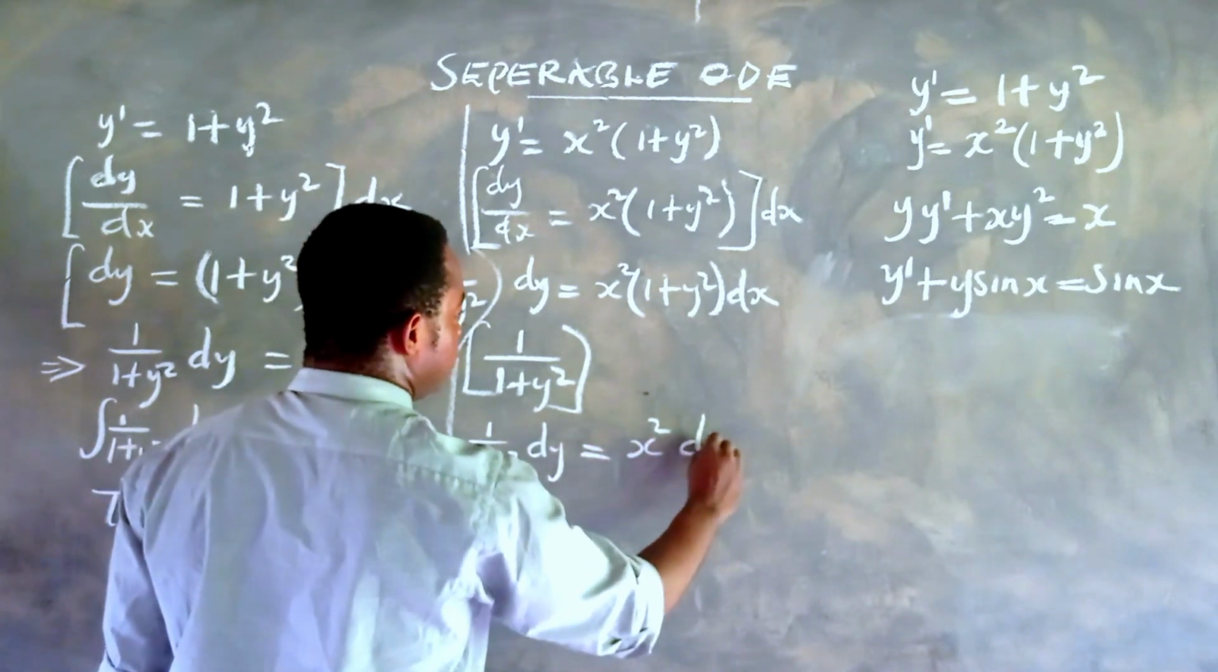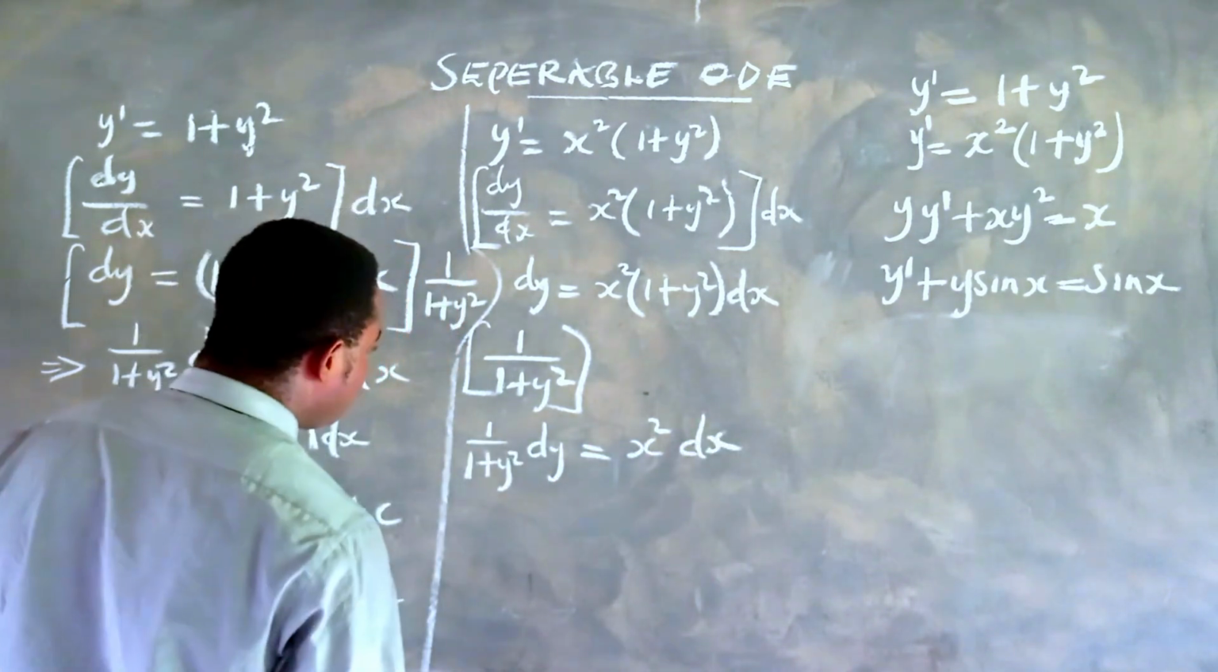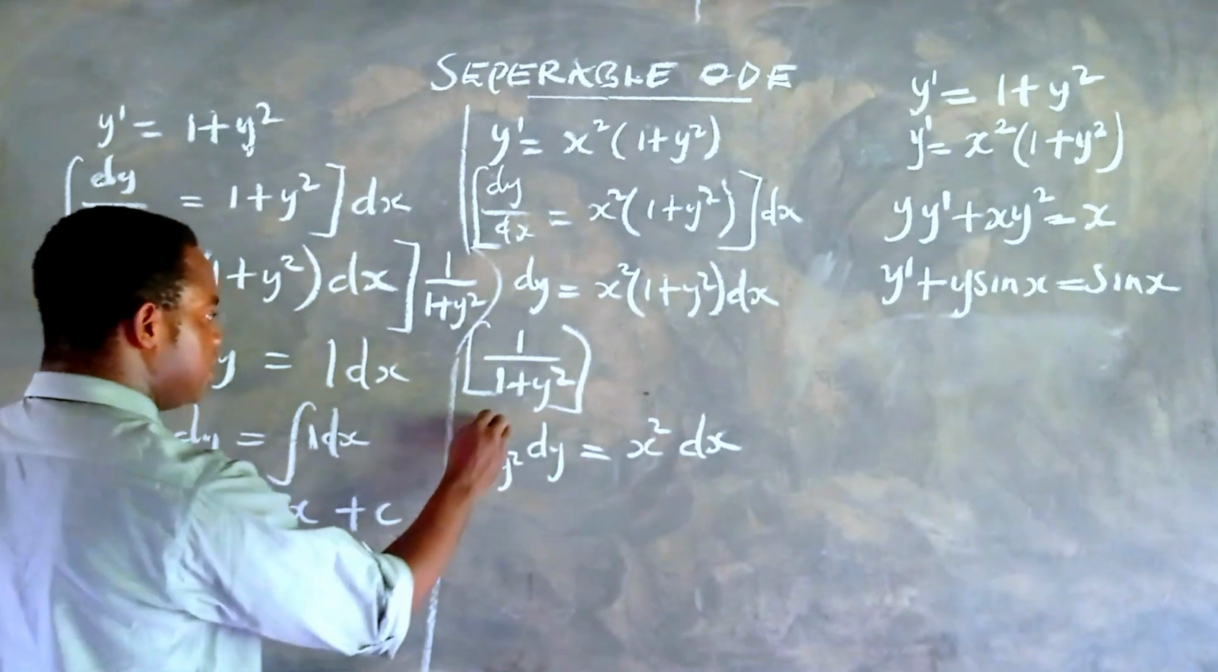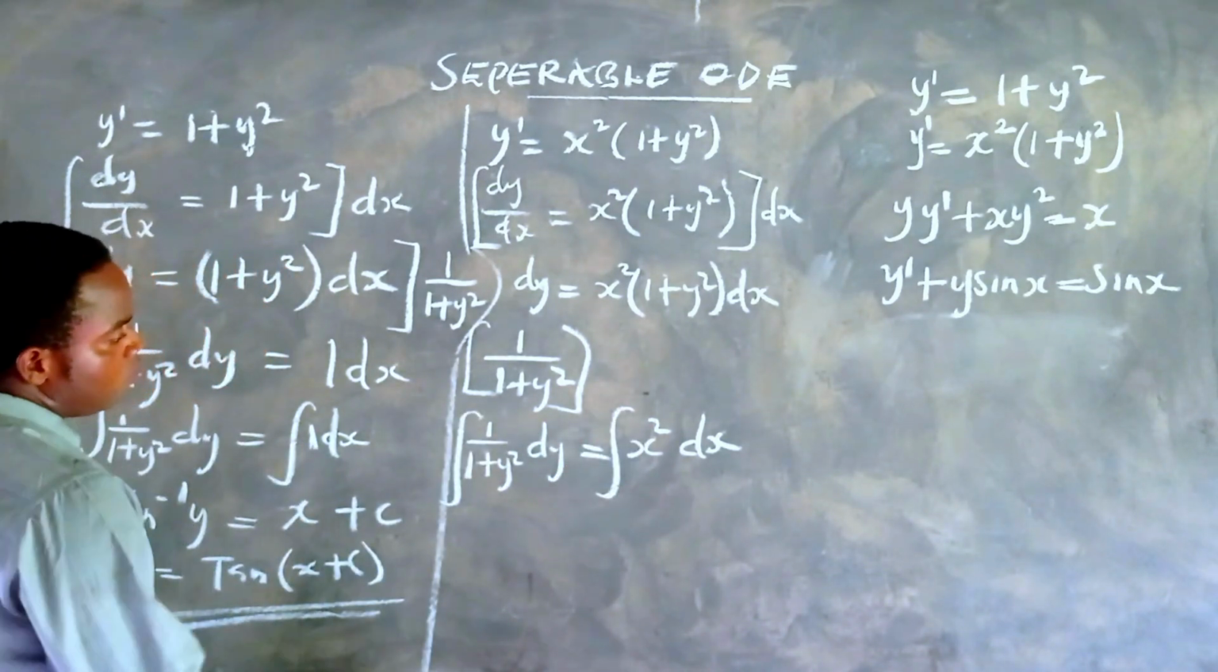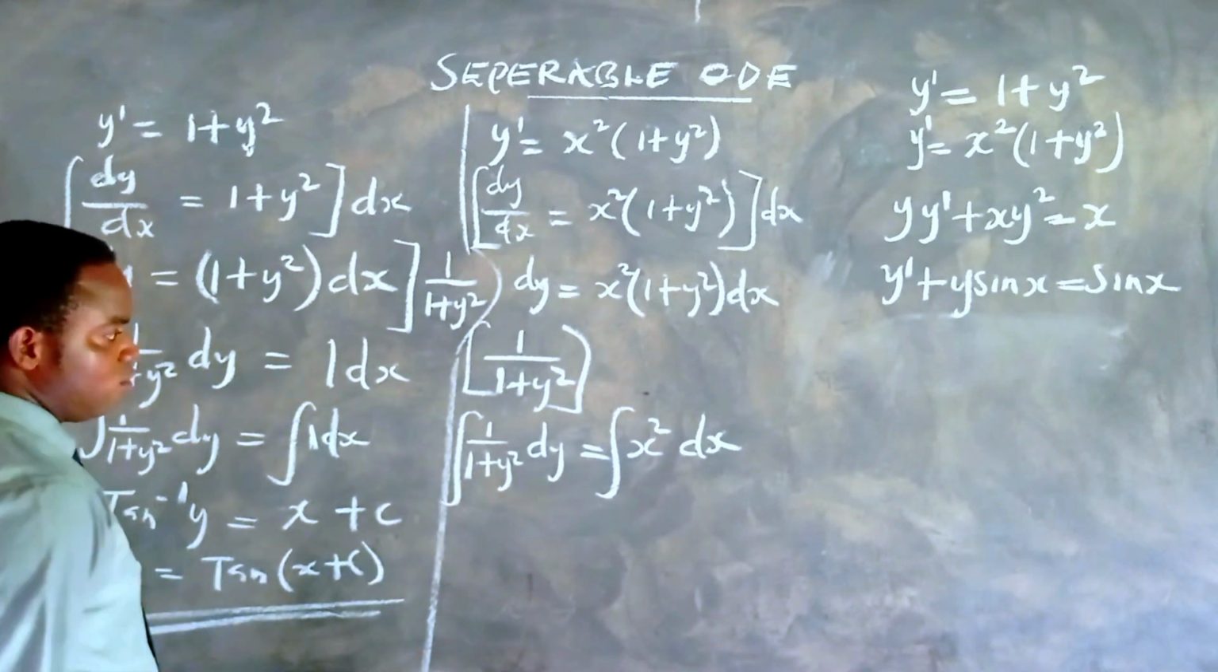So we have s raised to power 2 dx. So at this point, we can integrate. And that is the method. I hope you get it. So it is just as simple as that.